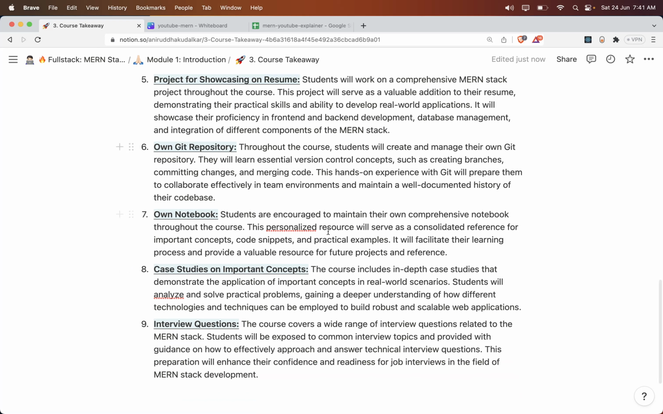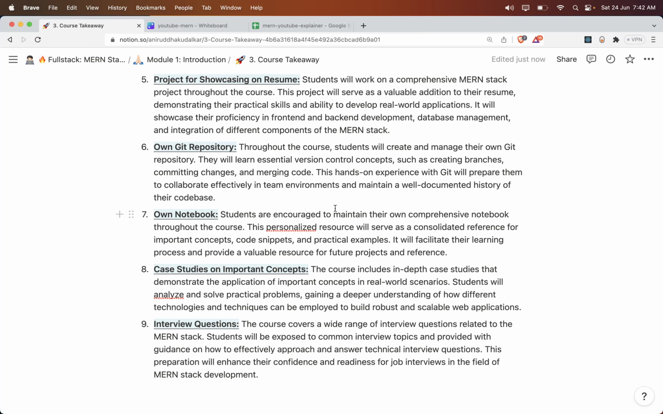Own notebook. The way I have maintained the Notion notebook, you can also maintain your own notebook. You can maintain a physical notebook also, or you can use Notion or Google Drive or something else. That's your choice. But it is recommended, it is mandatory to maintain the notebook. So at the end of the course, you will get one notebook.